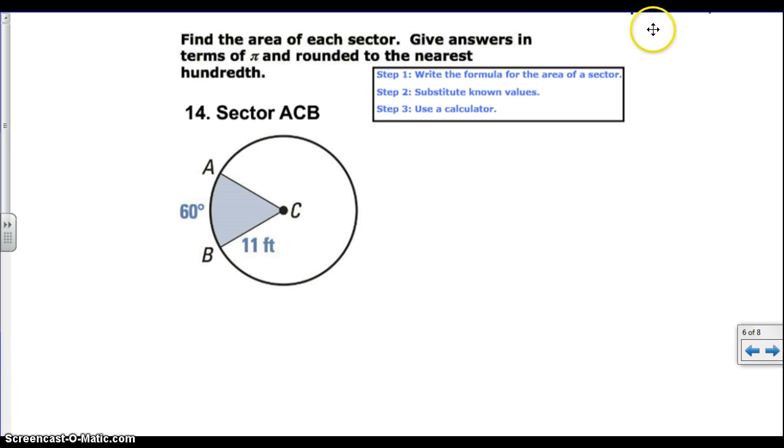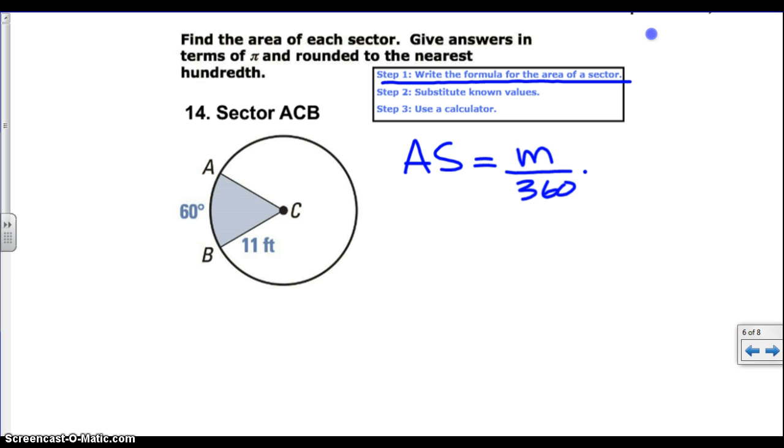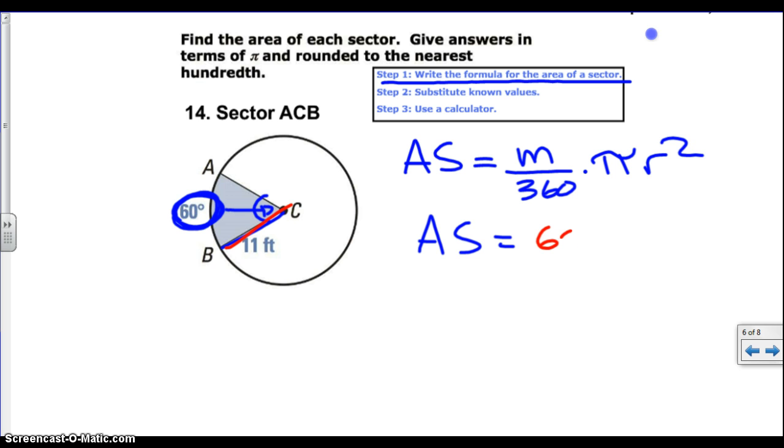Here's the first one. Same thing as before, we always write our formula. So the formula for the area of a sector is m, which is the measure of the angle, over 360, times pi r squared. What do we have? They gave us the angle is 60 degrees. And remember, we know it's 60 because it's a central angle, so they're the same. So we can mark that. And our radius is 11 feet. So we know everything we need. So AS equals 60 over 360 times pi, and then our radius is 11, which ends up being squared.